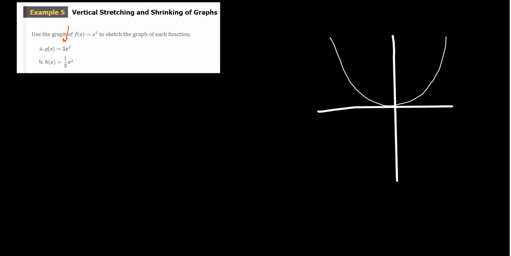So let's draw a graph out here, or a plane. And then we're going to draw the graph of x squared. Let's actually put that in white. So again, x squared is my parabola.